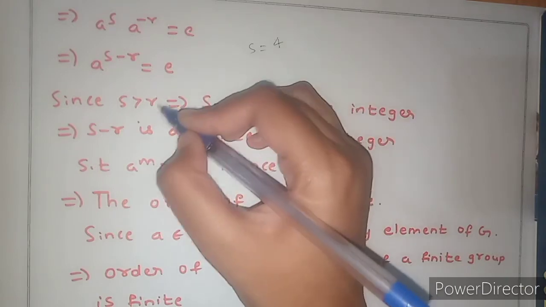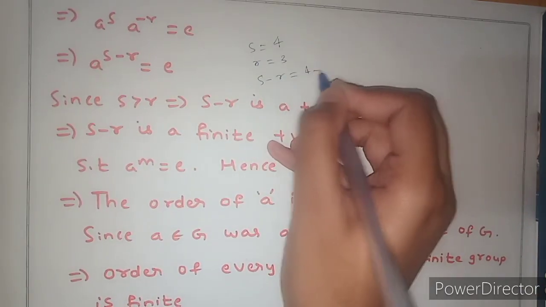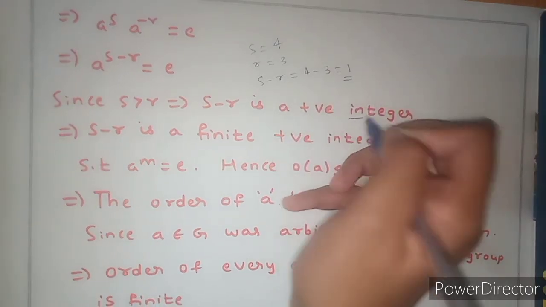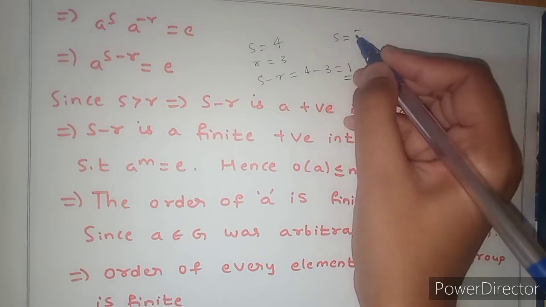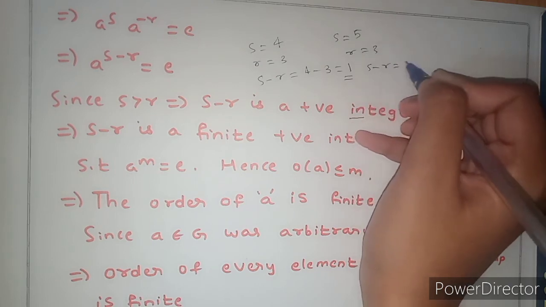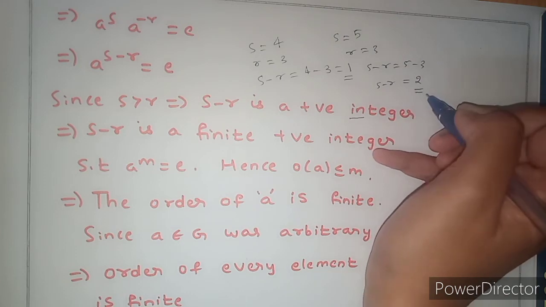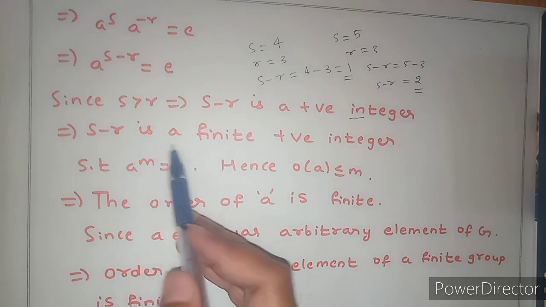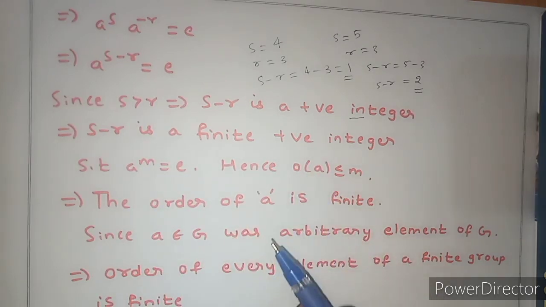For example, if s is 4, r is 3, then s minus r is equal to 4 minus 3 equals 1. 1 is a positive integer, right? Likewise, if s is 5, r is 3, s minus r is equal to 5 minus 3, which is 2. 2 is also positive. So s minus r is a positive integer. That implies s minus r is a finite positive integer.